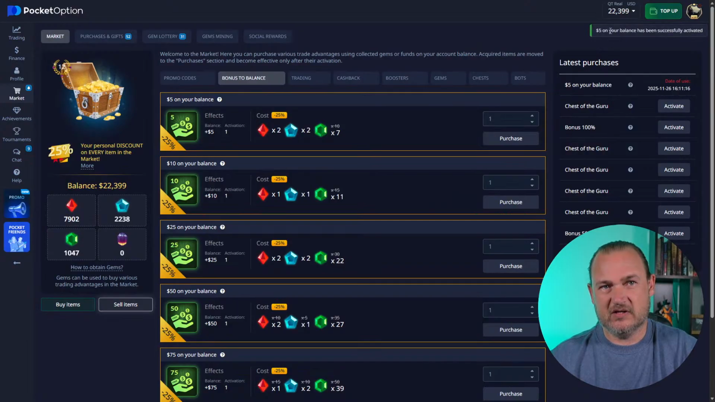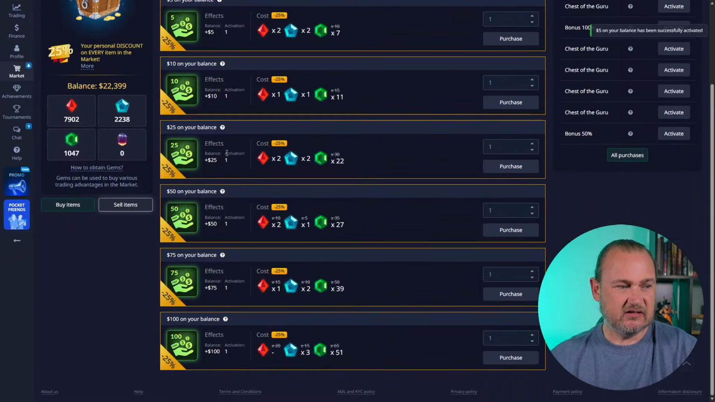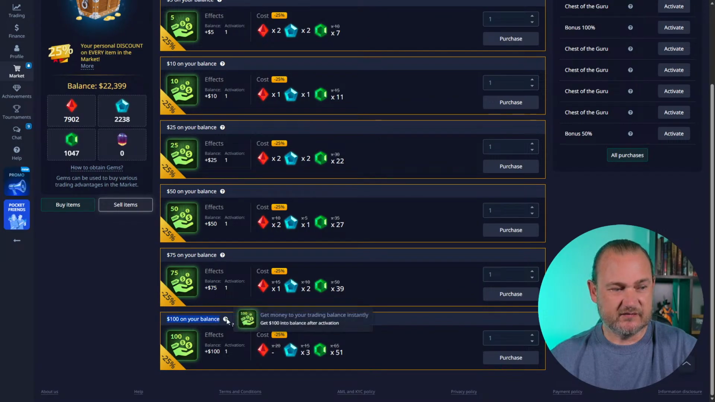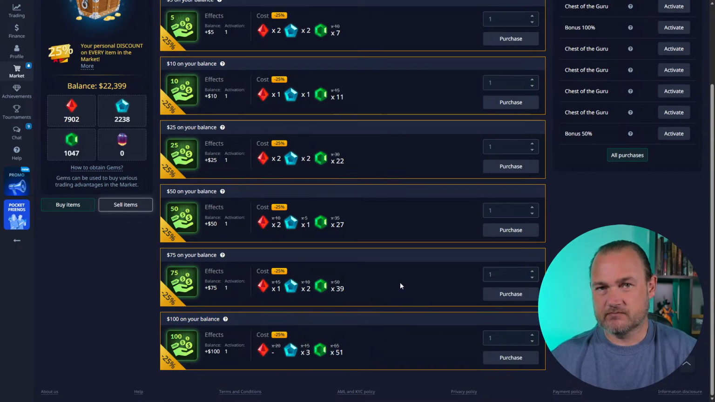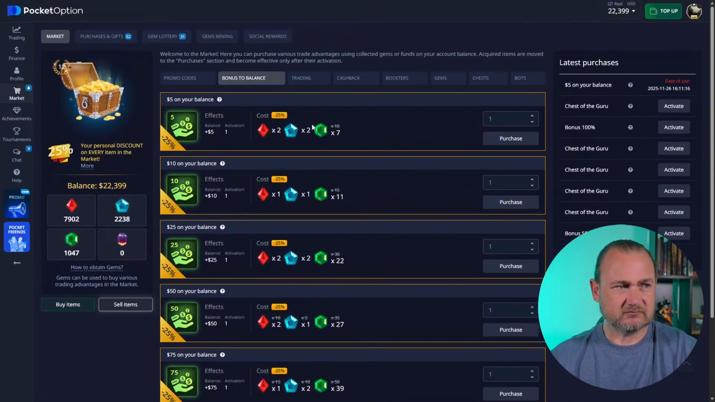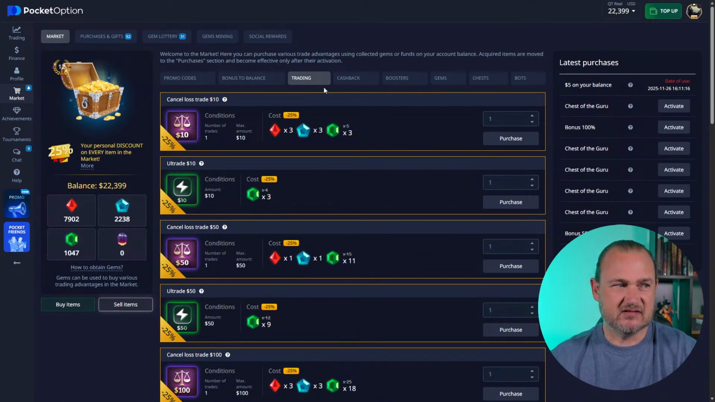Confirm. There we go. Real money. So bonus to balance, and again, you can purchase up to $100 if I wanted to, using my gems, and that's just the cost for that specific bonus. And like I said, there's a lot of other stuff.